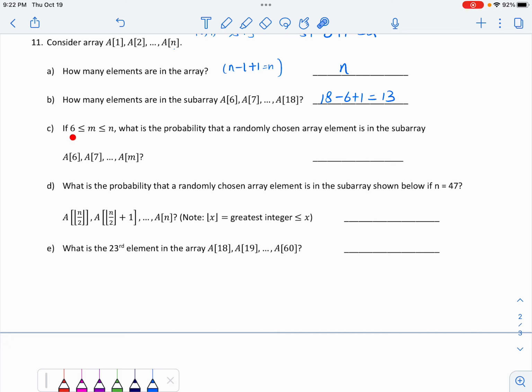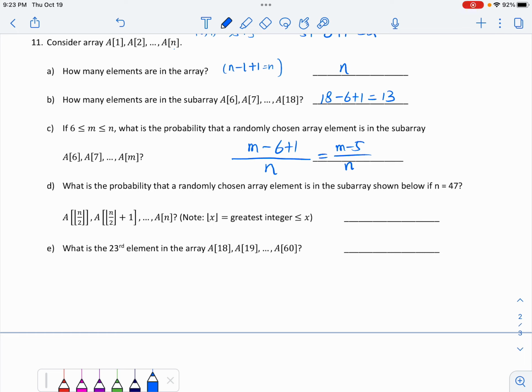If m is in between 6 and n inclusive, what is the probability that a randomly chosen array element is in this subarray? So what is the chance that choosing one element is in this subarray, right? Therefore we need to count how many are there and then divide it by the total number of elements in the array. We do know the total elements in the array is n. So how many elements are in here? m minus 6 plus 1, right? m minus 6 plus 1, which is m minus 5, over n.